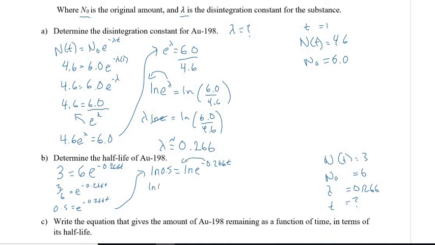So that becomes the natural log of 0.5 equals negative 0.266t times the natural log of e, which cancels because natural log of e is 1. So then we can just move that negative 0.266 over, and it becomes t equals natural log of 0.5 over negative 0.266. Or we get t equals roughly 2.6 days.